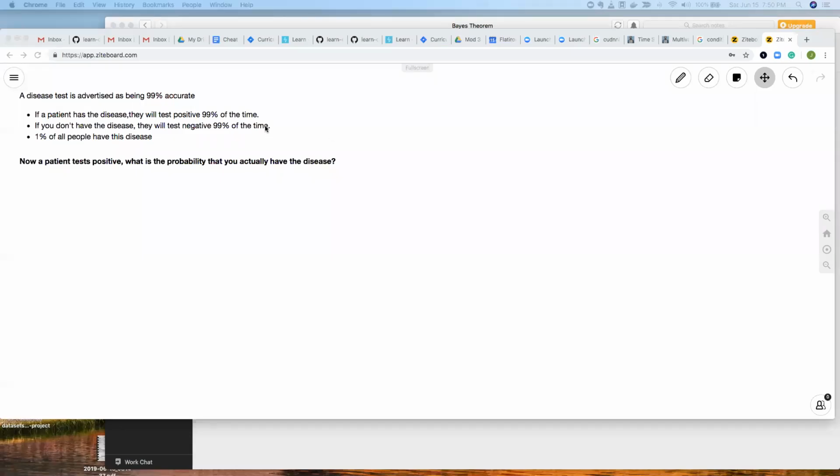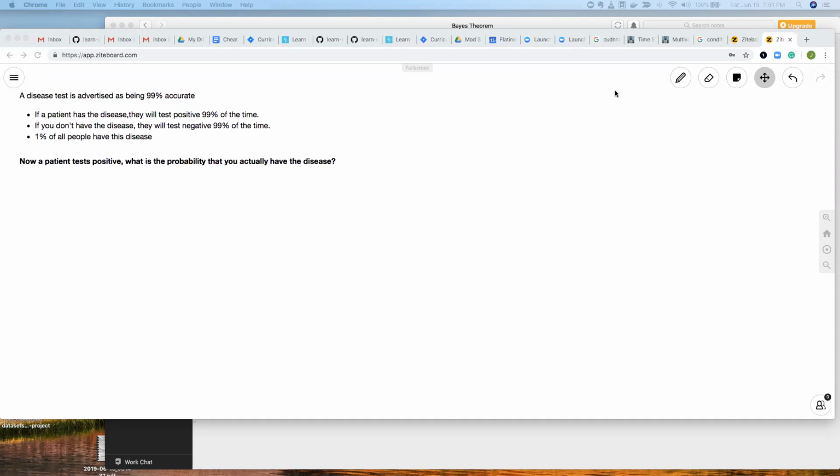All right, I'm going to be going over this problem. A disease test is advertised as being 99% accurate. If a person has the disease, they will test positive 99% of the time. If you don't have the disease, you'll test negative 99% of the time. 1% of all people have the disease. Now a patient tests positive. What is the probability they actually have the disease?